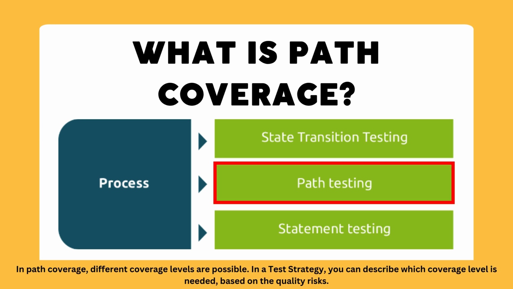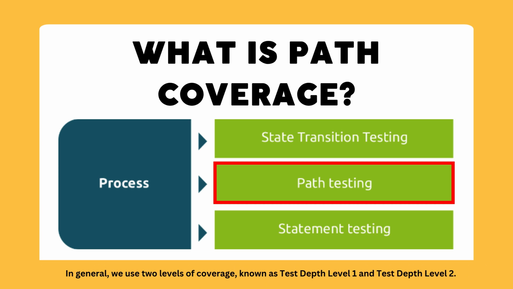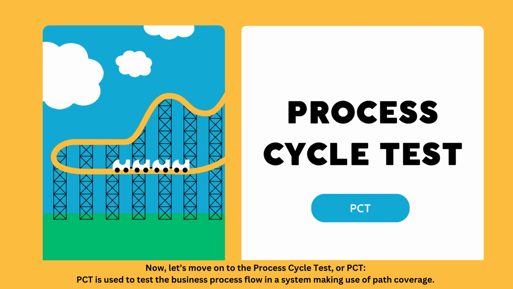In path coverage, different coverage levels are possible. In a test strategy, you can describe which coverage level is needed, based on the quality risks. In general, we use two levels of coverage, known as Test Depth Level 1 and Test Depth Level 2. Now, let's move on to the Process Cycle Test, or PCT.